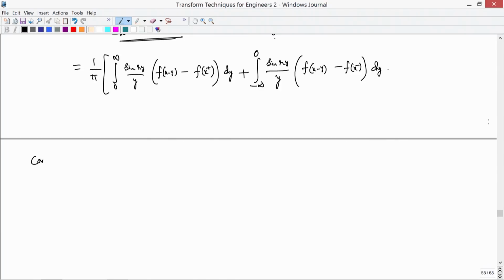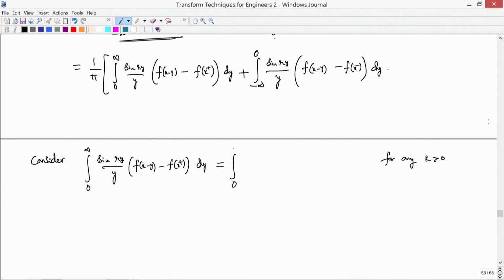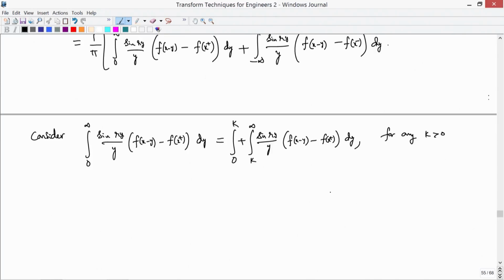So, we will consider the integral from 0 to infinity of sin r y by y times f x minus y minus f x plus, dy. This is equal to, I split this for any positive k into 0 to k plus k to infinity, of sin r y by y times f x minus y minus f x plus, dy. This I can always do.